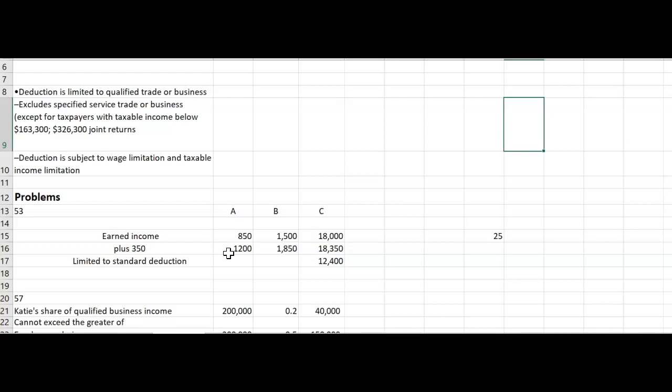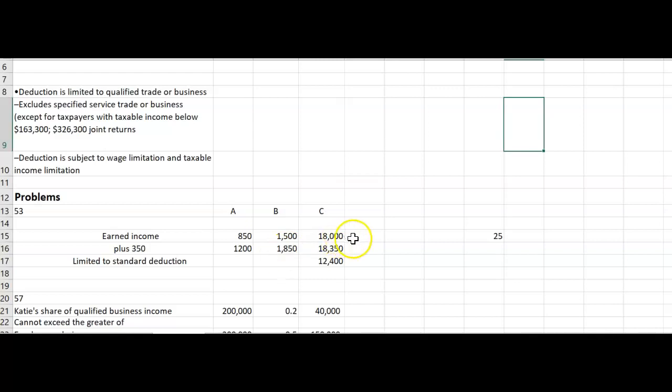$1,100. Now in B, Stephanie reported $1,500 earnings from her babysitting job. So if you take the $1,500 earned income, add to it the $350, the deduction she can take is $1,850 because it's the earned income plus $350 compared to the standard of $1,100.